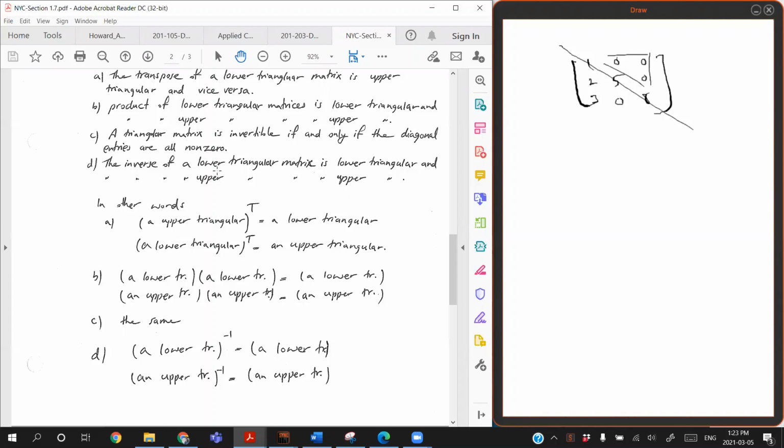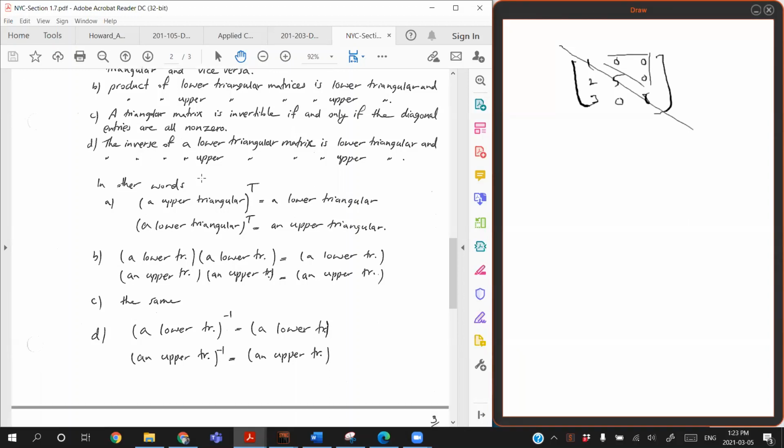Same for upper, same for lower triangular matrices. Part D: the inverse of a lower triangular matrix is lower triangular, and the inverse of an upper triangular matrix is upper triangular. So this matrix here, I can see it's upper triangular.